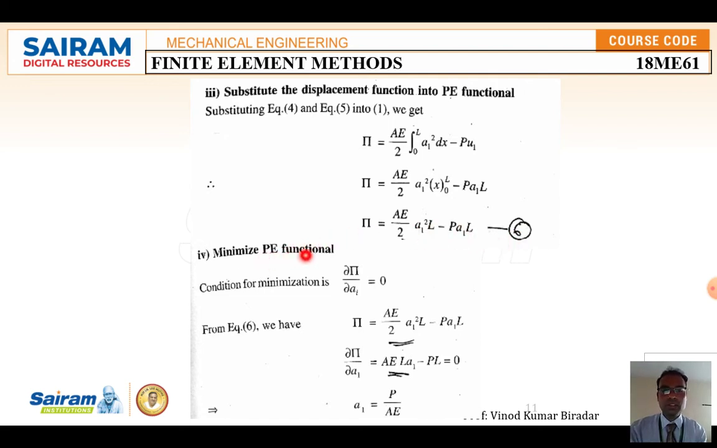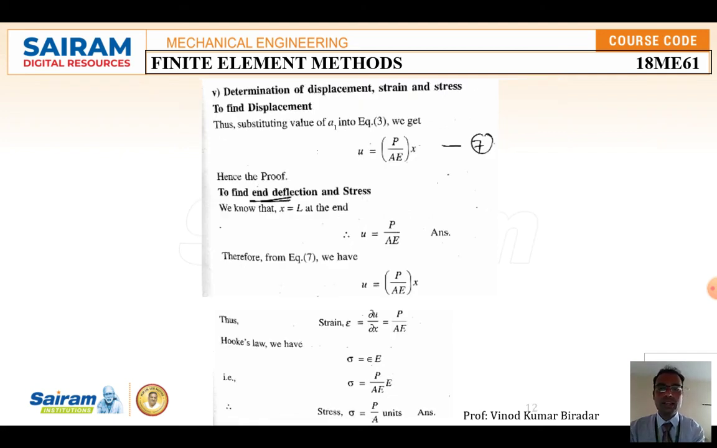To minimize the potential energy function, what is unknown here? A1 is there, so differentiate with respect to it and set it equal to 0. That is the condition for minimum potential energy: dou pi by dou A1 is equal to 0. If there were A2, you would have to differentiate with respect to that as well. From equation 6 we have pi is equal to AE by 2, this is a constant term, A1 square L minus P A1 L. Differentiating with respect to A1, the 2 gets cancelled and you get AE L A1 minus P L, which is equal to 0. From this, A1 is equal to P by AE. So we got the A1 value.